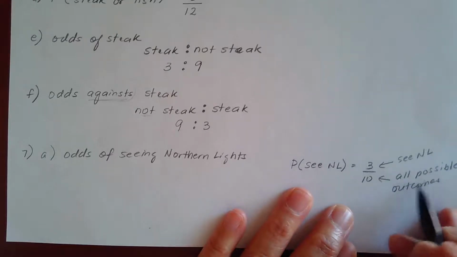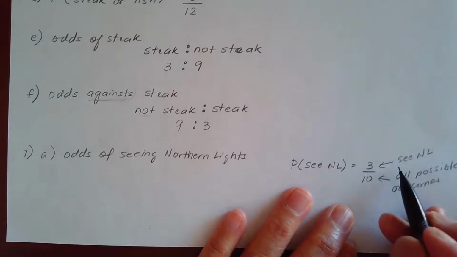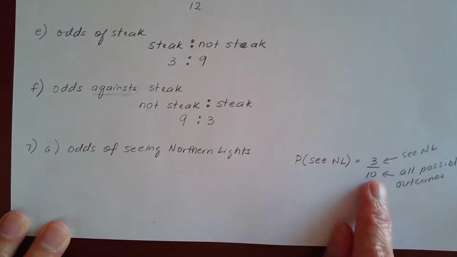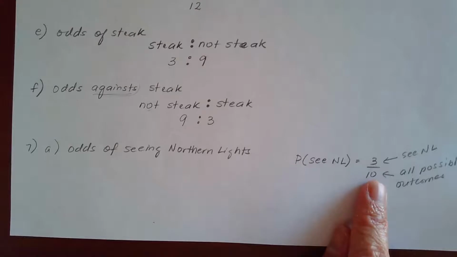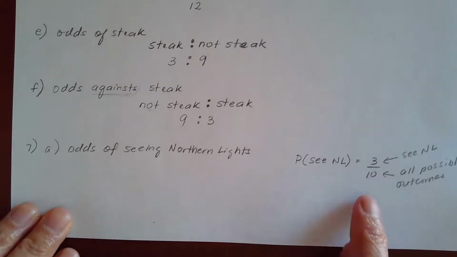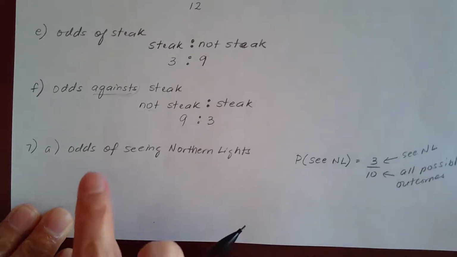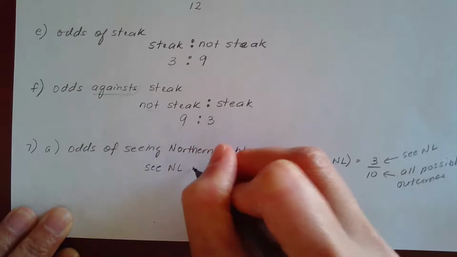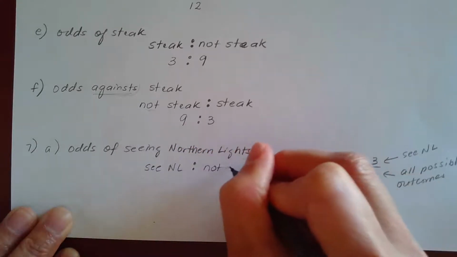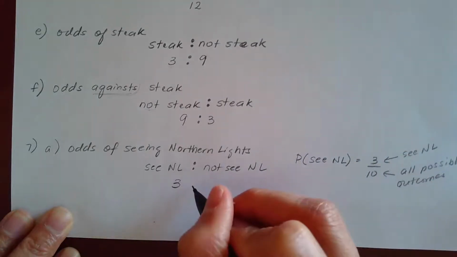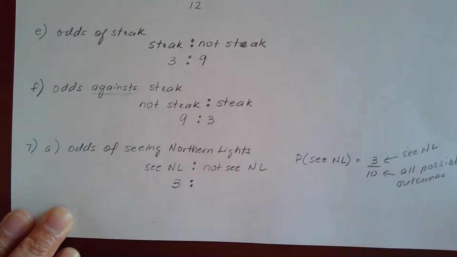And then all possible outcomes include seeing the northern lights and not seeing the northern lights. So how many times did we not see the northern lights, or the chance that we're not going to see? It would be 7. So the odds of seeing the northern lights is to not seeing the northern lights. We know it's 3 is to 7. 3 is to 7.